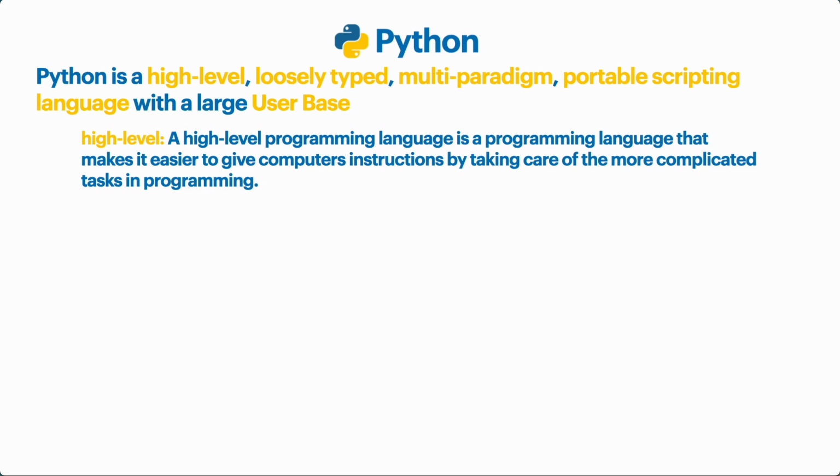Well, a high level programming language is a programming language that makes it easier to give computers instructions by taking care of more complicated tasks in programming. So what does this mean? Well, in programming languages, there are kind of three tiers. First, you have low-level programming languages, or binary, so that's just zeros and ones, the native language of your computer. That's the only language your computer can understand, binary.